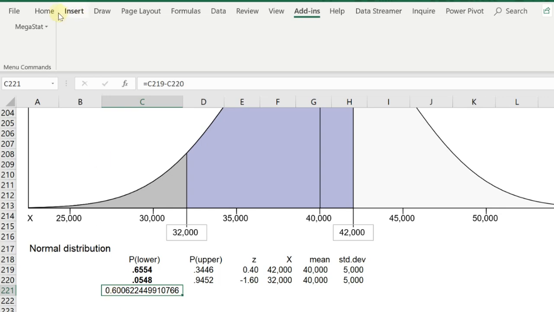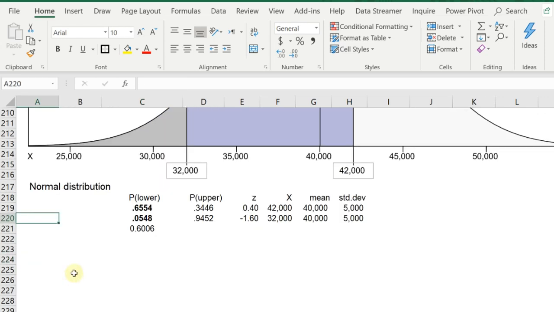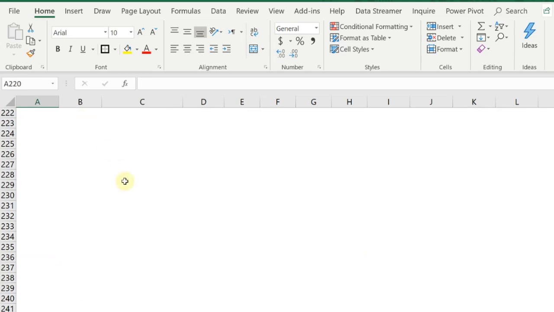Okay, if you want to round this, go to Home and right here, I'm up here, and reduce the number of decimals to however much accuracy you want. There you go. 0.6006. That's what that is. Okay, now the other part was between 32 and 35,000. Let me scroll that. I'm doing part C now.